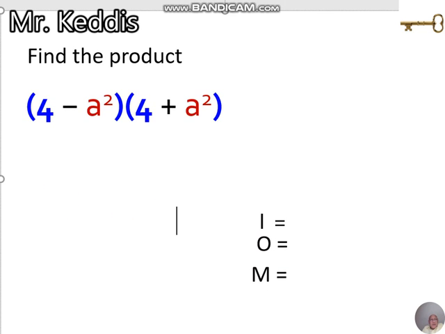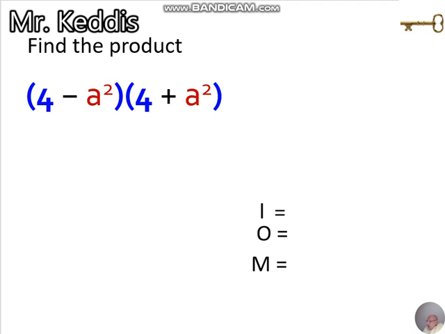I need to multiply 4 minus a squared times 4 plus a squared. We multiply first times first, I get the first term. I get 16 here. Negative a squared times positive a squared: negative times positive, you get negative. A squared times a squared, you get a to the power of 4, because when you multiply the variable, you add the exponents.